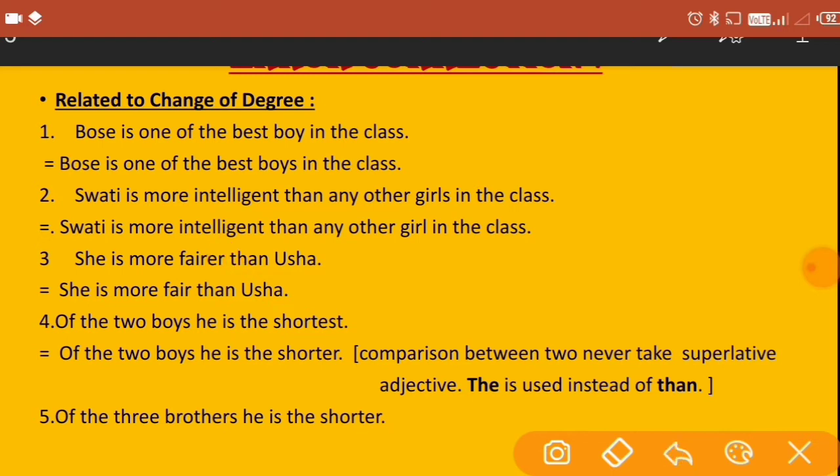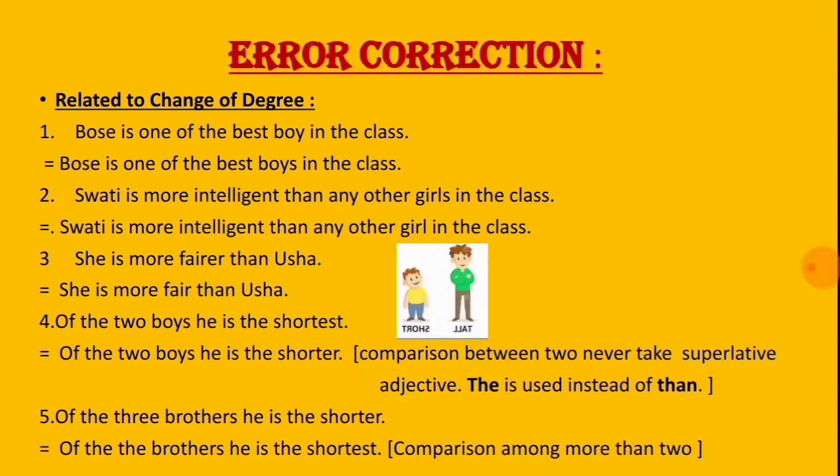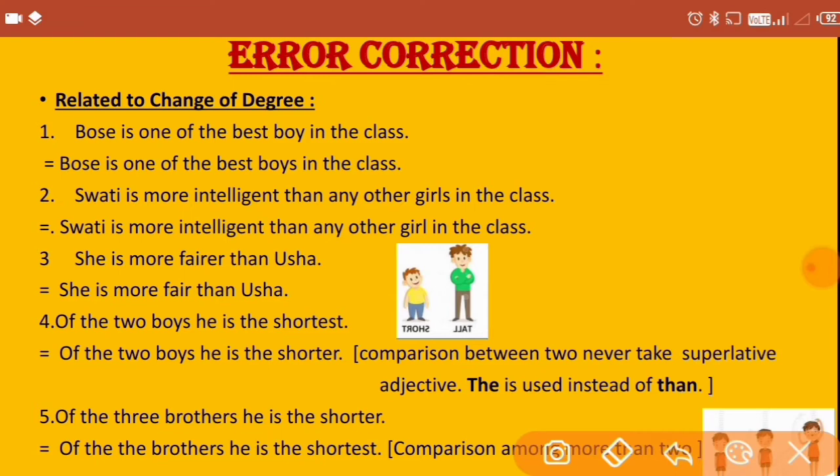In the fourth sentence, comparison between the two never takes superlative adjectives. So, it will be shorter, not shortest. The is used instead of than here. You must notice that the fourth sentence is compared between 2 and the fifth sentence is compared between 3 or more. So here superlative form can be used. So it will be shortest.